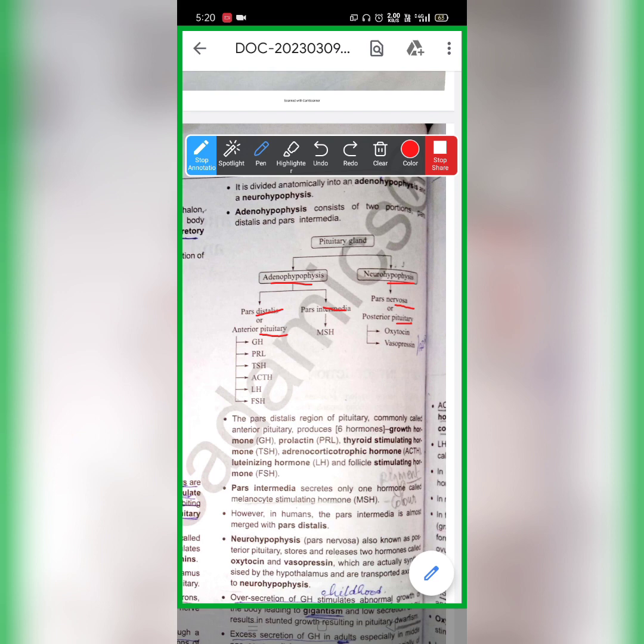Now coming to the anterior pituitary, which includes six hormones. The first one is growth hormone, then prolactin, thyroid stimulating hormone, adrenocorticotropic hormone, luteinizing hormone, and follicle stimulating hormone. Pars intermedia includes melanocyte stimulating hormone. Coming to the posterior pituitary, or pars nervosa, it mainly includes two hormones. The first one is oxytocin, and the second one is vasopressin, also called ADH, antidiuretic hormone.